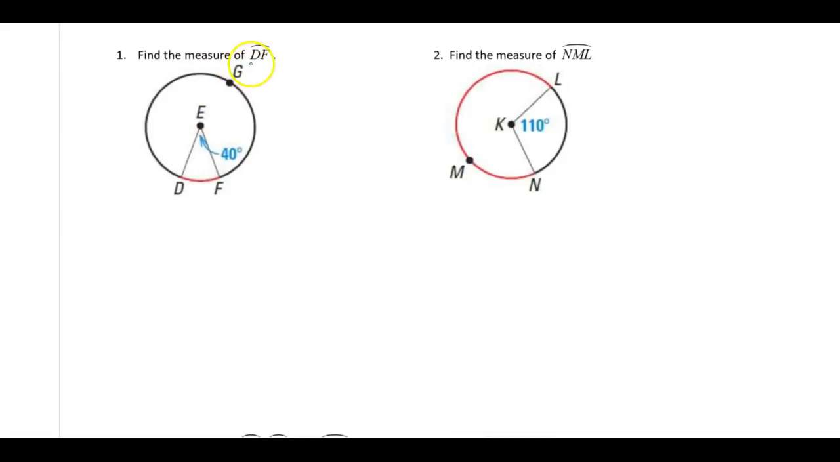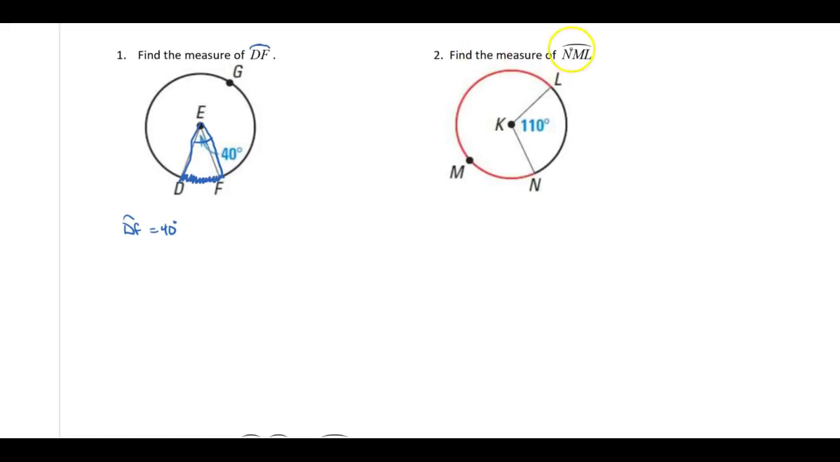Find the measure of arc DF. Remember, the symbol above here tells me it's an arc. So arc DF is this arc here. Well, if I follow the lines that make up the central angle, what's the measure of the central angle? 40 degrees. So arc DF is equal to 40 degrees.